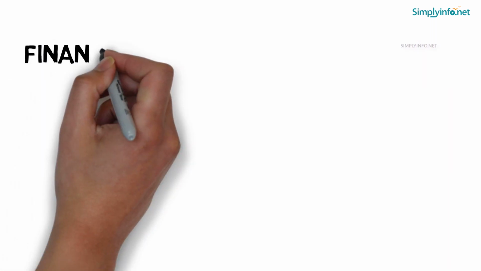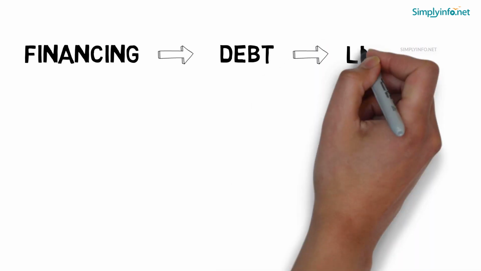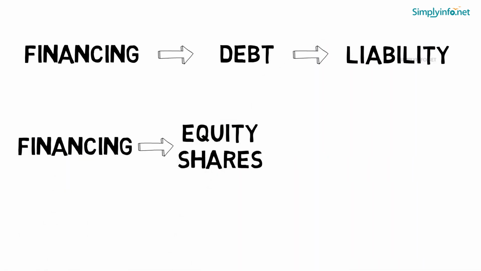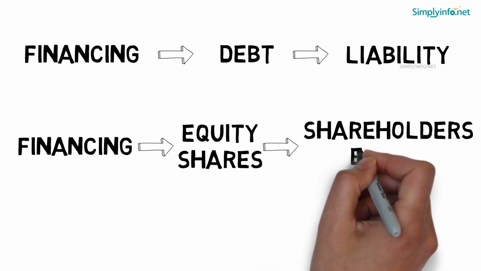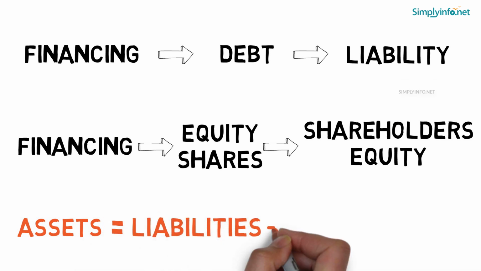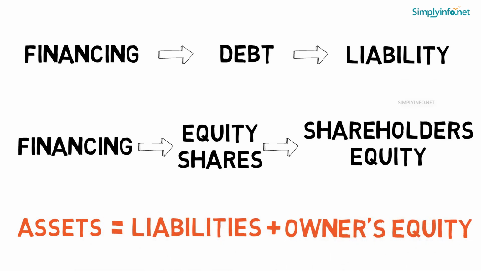That is, financing through debt is known as liability, whereas financing through issuing the equity shares appears in the shareholders' equity. The equation illustrates that all of a company's resources, that is assets, are provided by the creditors or their owners, that is liability and equity.